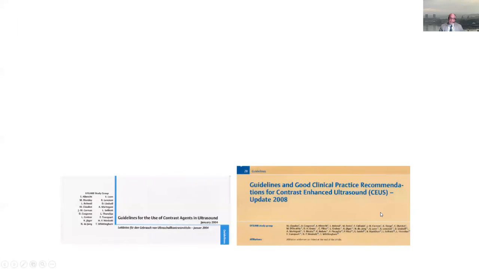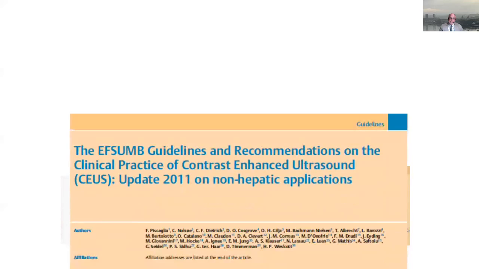So as I mentioned earlier, the first guidelines were produced in 2004 with an update in 2008, and we're talking mainly about liver contrast, but other guidelines have been coming through. In 2011, non-hepatic applications were talked about, and this is a controversial subject because, of course, SonoVue is not licensed outside the liver except for the breast, peripheral vascular system, and heart. But here are European experts contributing to the use of contrast in a non-licensed position.